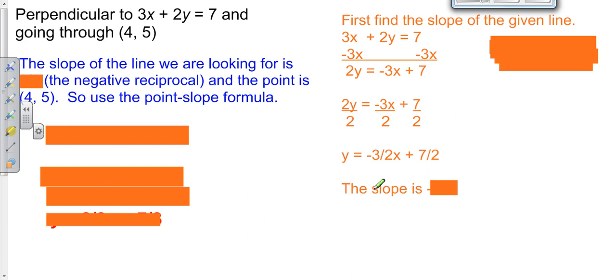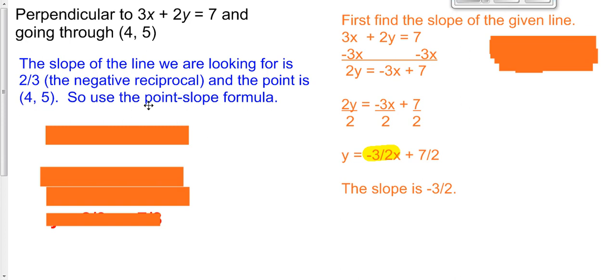Your slope is what's in front of your x value when y is by itself. So our slope is -3/2. But since we want perpendicular, we don't want to use negative 3 over 2. You want to flip the fraction upside down and then change the sign. So our slope is going to be 2/3. So we have our slope of 2/3 and we have a point.